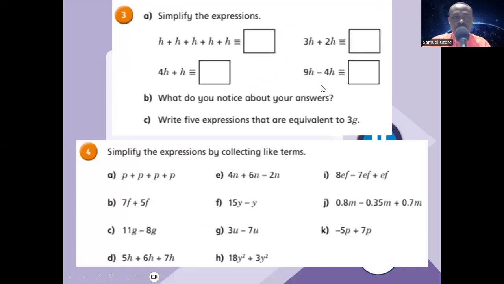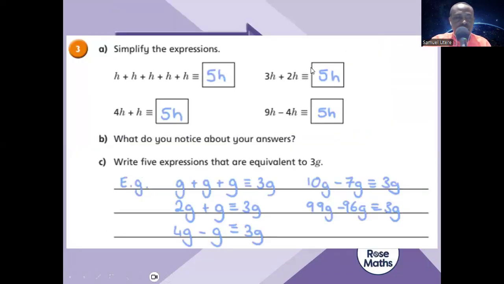Pause the video and have a go at questions 3 and 4 in 4 minutes. You may take longer depending on the pace of how you work. All right, assuming you've paused the video and you've really thought about this work, you've worked hard, here are the answers. So question 3, you're asked to simplify the expressions. So here are the answers for question 3.